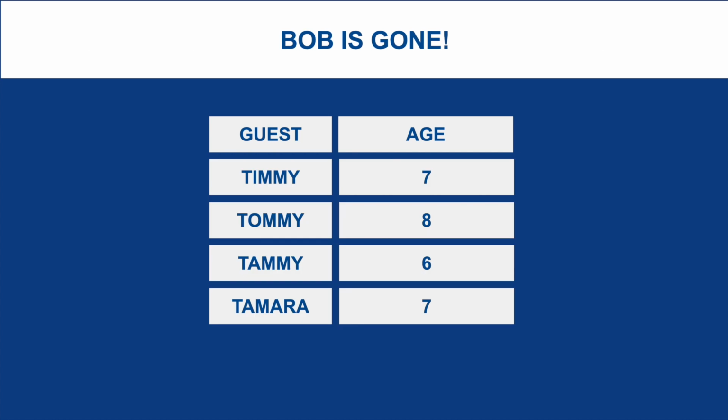Here's our new list. We had an old list that included Bob. Then we looked for things. We filtered for things where the number of letters in the name was greater than 3. And then we were only left with these 4 guests.